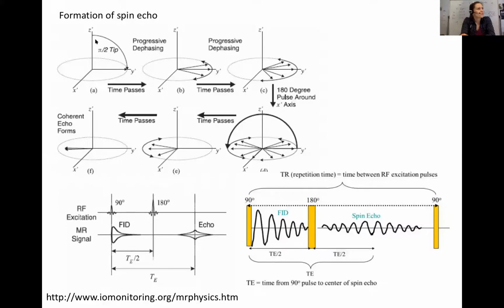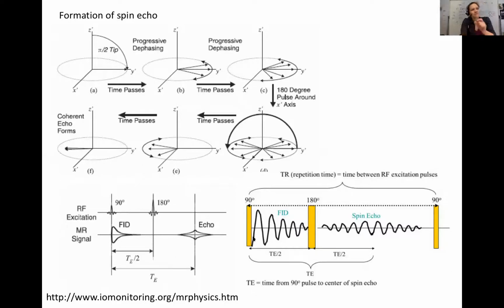So 90-degree pulse, dephasing occurs, 180-degree pulse, it flips them over. Then you have the disappearance of the main vector, and it's that disappearance of the Z-axis growing that you have the induction decay. Okay, so here you have 90-degree pulse, free induction decay, 180-degree pulse, then you have your echo.